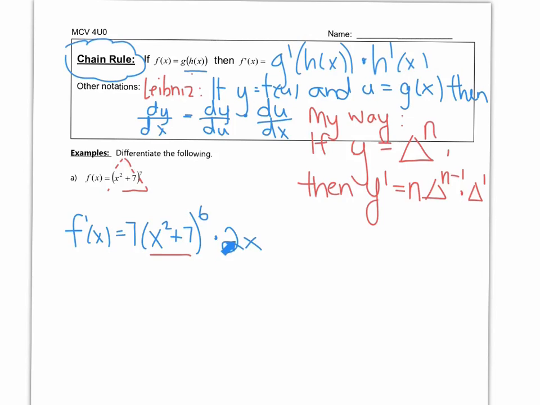Okay, we always want to take the monomials and leave them in the front, and other than that, we obviously don't need to expand this 6 times, but we do want to simplify and make it look proper in factored form. Okay, so by doing that, we would of course get 14x, and then x squared plus 7 to the exponent of 6. Okay, let's try another one.